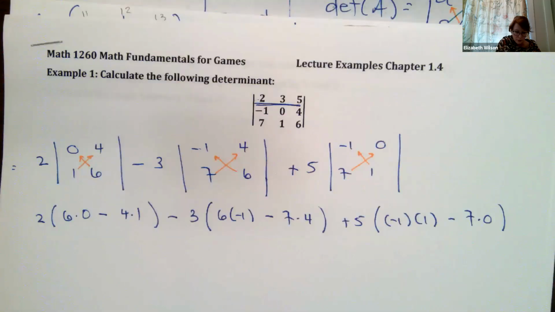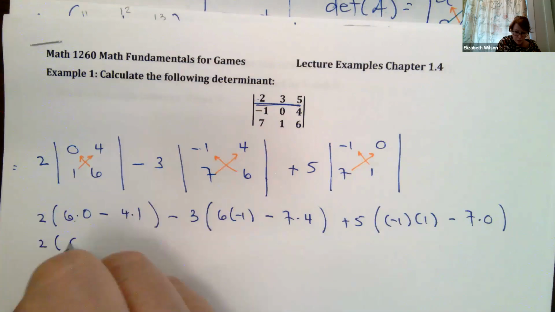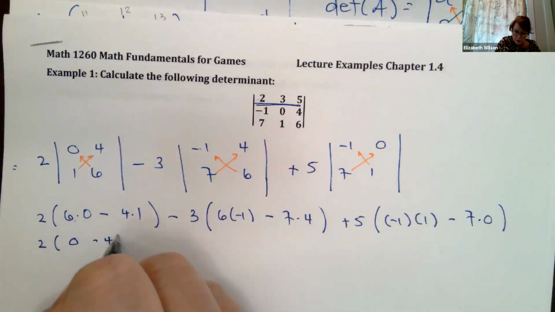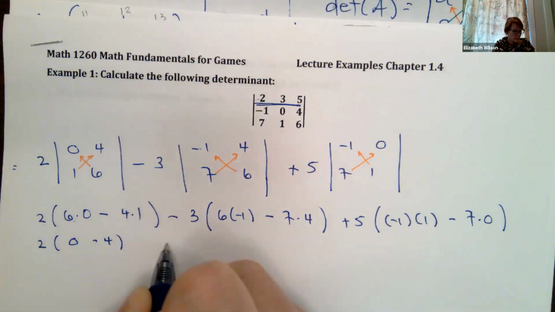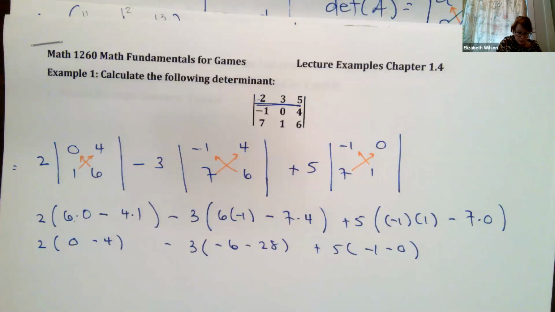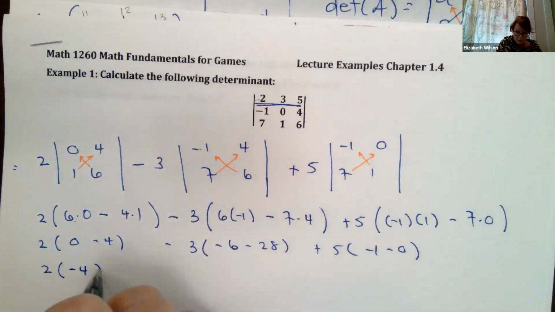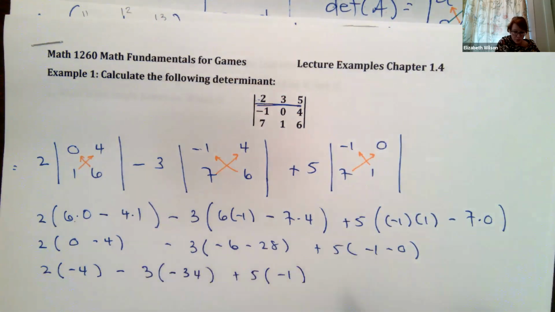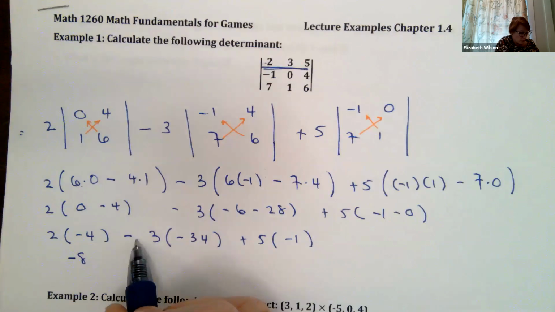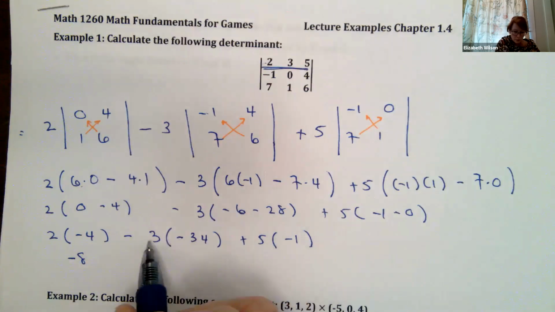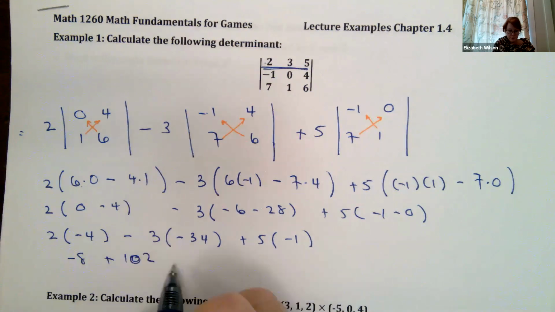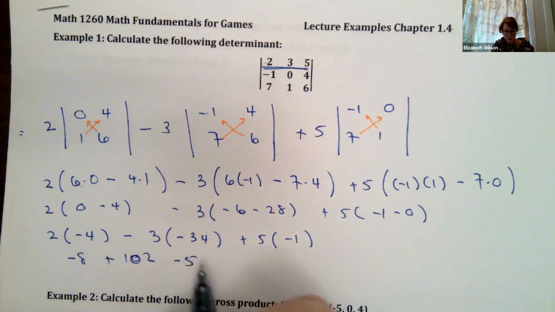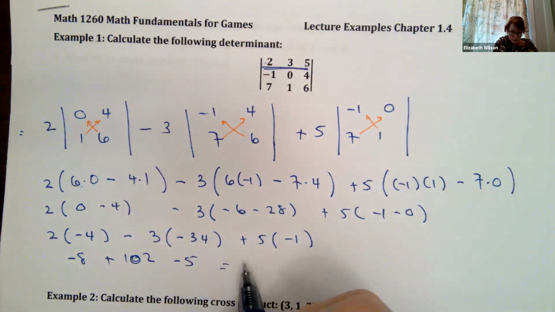Let's do that. So that's 0 minus 4, minus 6 minus 28, minus 1 minus 0. This becomes 2 times -4 minus 3 times -34 plus 5 times -1. Okay, so multiply through now. So this is going to be minus 8. Minus 3 times minus 34 becomes positive 102, negative times a negative. That's 0. 102, minus 5. Then I just add these up. Minus 8 plus 102 minus 5 is going to give me 89.